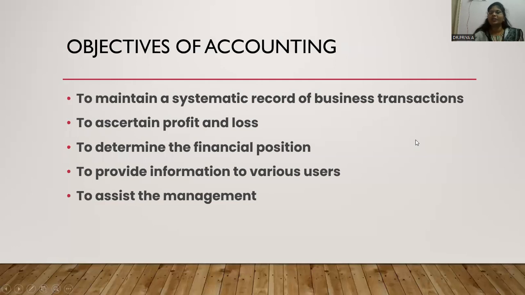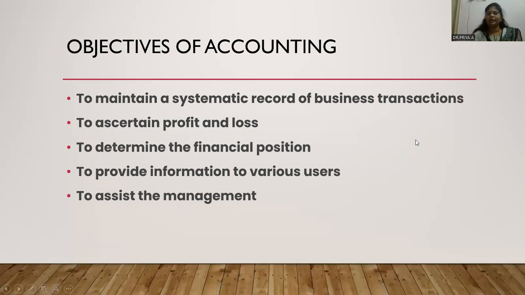So next one is objectives of accounting. So these are the objectives. First one is to maintain a systematic record of business transactions. That is, in business, we have to keep a record of all the transactions in order to make the results accurate. Then, with the help of the systematic records we are able to find out the profit and loss of the business. That is the second objective. And the third one is to determine the financial position.